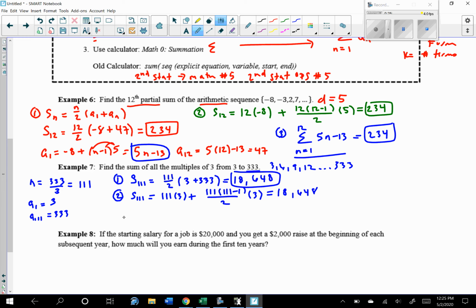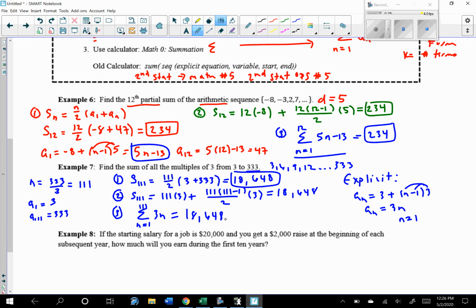And the third way to do this problem would be to find the sum of n equals 1 to 111. And you'd have to figure out what the explicit form is. So the explicit form for this, I have a sub n is equal to 3 plus n minus 1 times 3. So distribute, combine like terms, and you get a sub n is equal to 3n, of course, for n values greater than or equal to 1. That makes sense because it's multiples of 3, so 3 times whatever term value you're on, which gives you 18,648 if you want to plug that into your calculator.